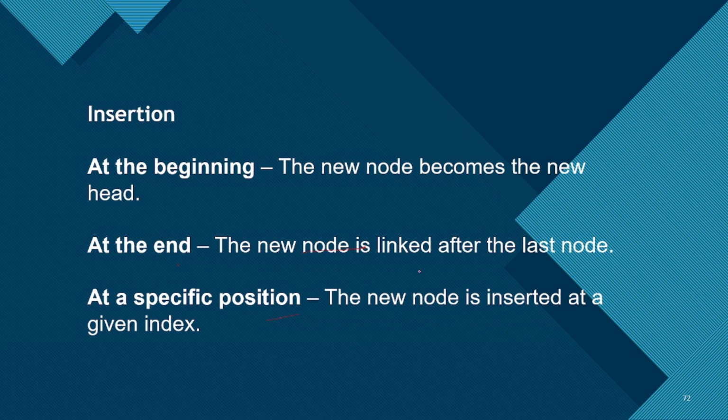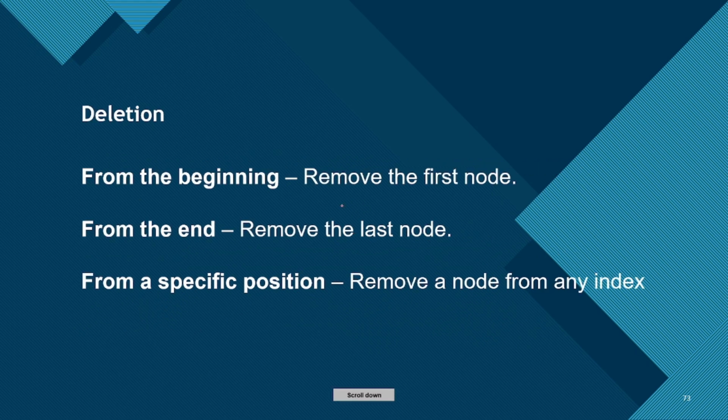a given index. The real world example for this is imagine a music playlist on your Spotify. When you add a new song, it can be at the start, at the end, or at a specific position that you want to store. This is what is meant by insertion.